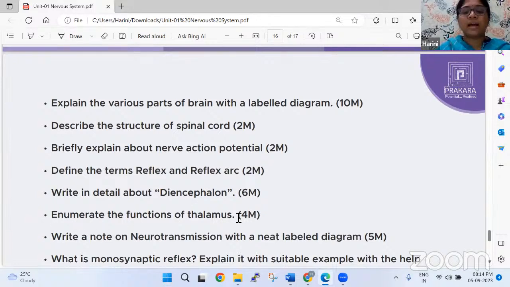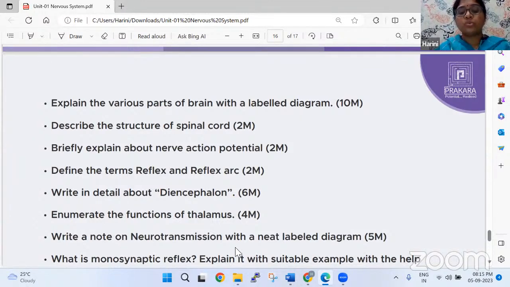Enumerate the functions of thalamus. So this is also very important. If you can learn the whole topic of HAP in these 3 headings, where is it located, what are the various functions, what are the subdivisions, you can write any type of question. Let them ask any keyword, they can only end up asking the questions in these 3 ways. So learn the subject in these 3 ways.